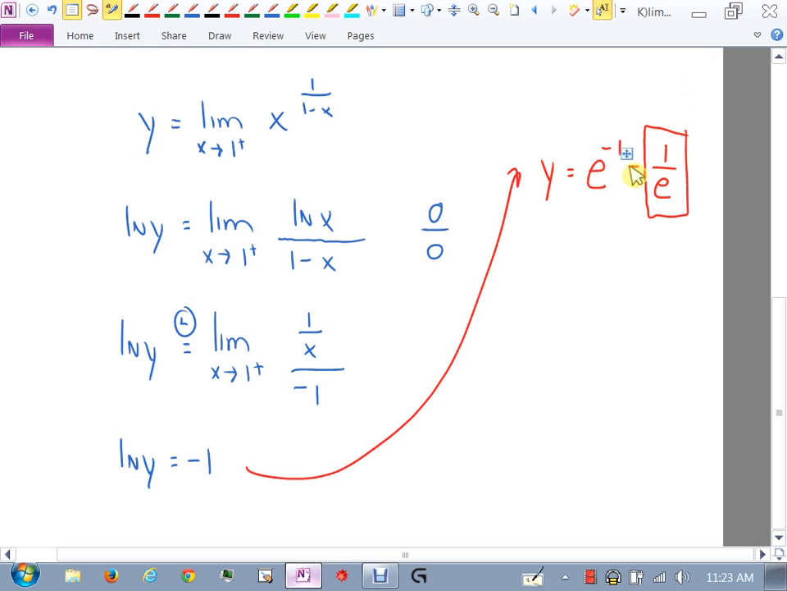Yeah, I accept these. I don't mind if you put the decimal, but would you have written this somewhere on the test also? Okay, as long as you wrote e to the negative 1, I'd be happy.